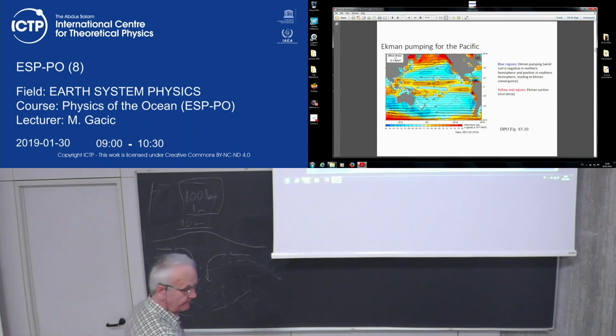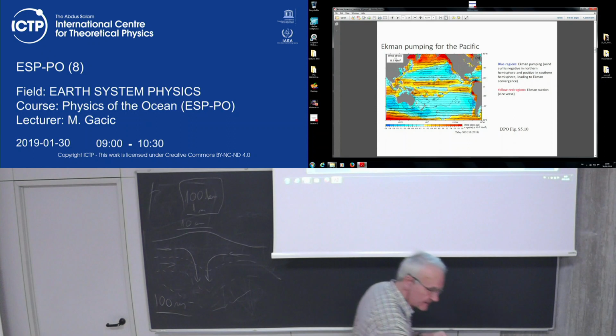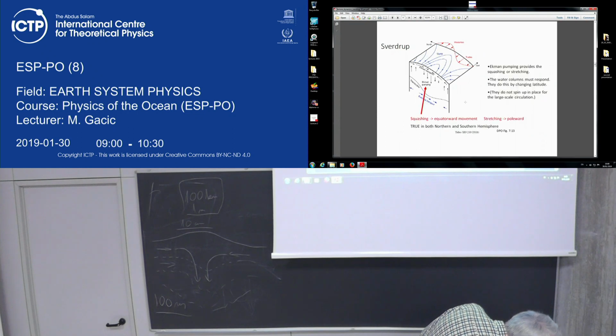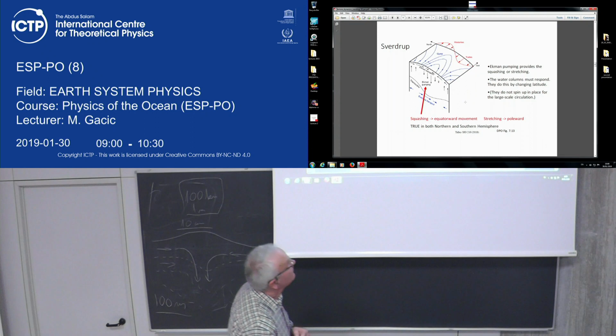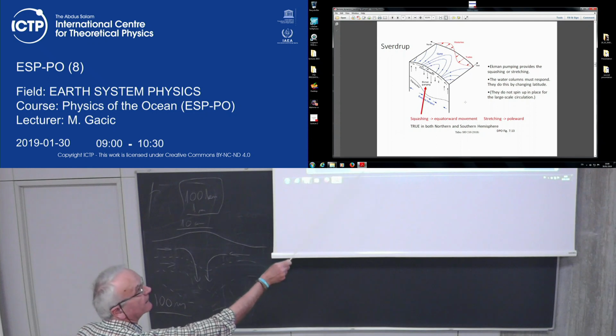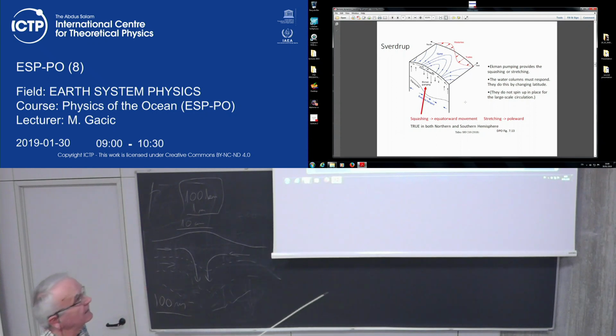This is the Sverdrup balance. I won't talk to you anymore because we have passed through this thing here. Again, one more time, going back to this pattern where we have the Ekman transport in the surface Ekman layer.